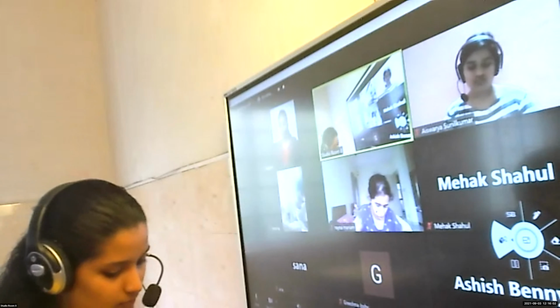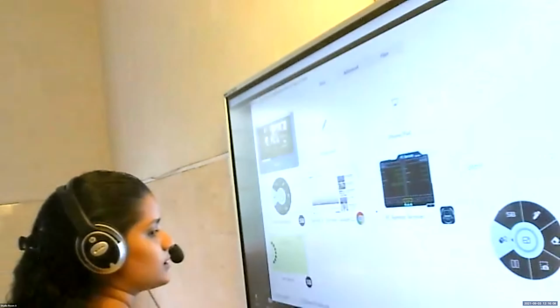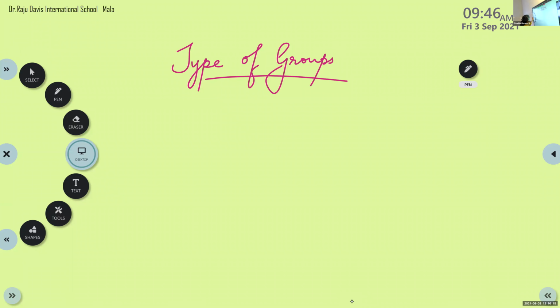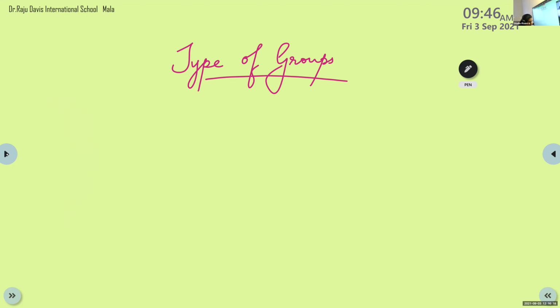All right. So we move on to the next topic, that is types of groups. Groups are divided in different manners. Like when we learned about observation method, remember we learned about naturalistic observation, laboratory observation. We also learned about participant versus non-participant observation, isn't it? Last year. Similarly, in types of groups also there are different kinds of these groups.